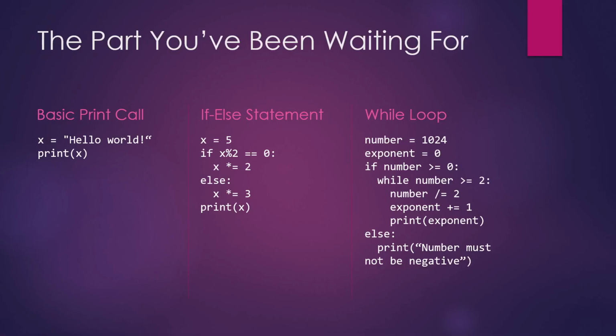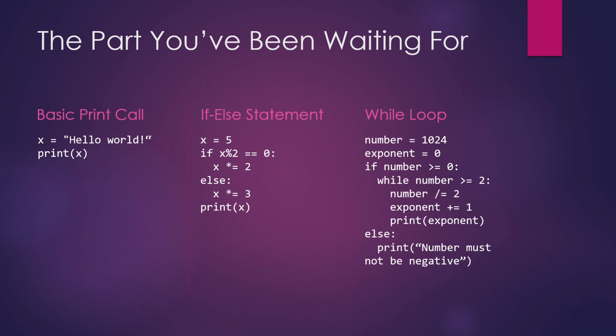And now the part you've all been waiting for, turning it into code. You can see we follow the same steps in our Python code. This first one should look extremely familiar. Just replace x with message, and this is exactly the same. Here's an example of a conditional. If x mod 2 is 0, double it, else triple it. And then we print x.